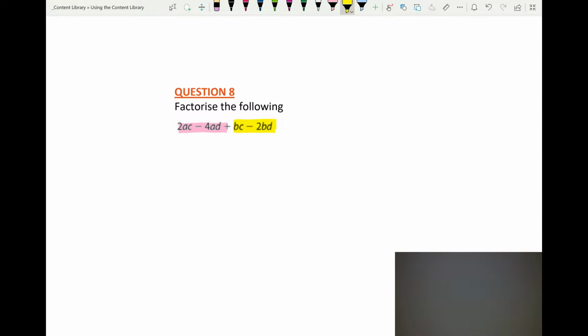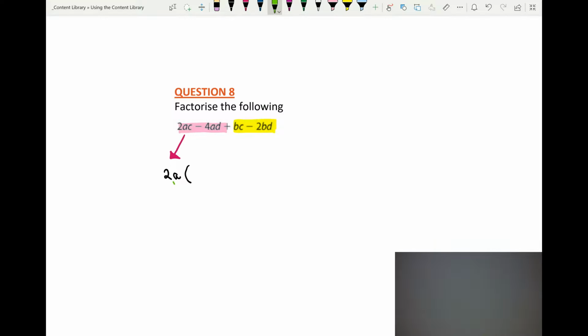So as I look at the ones in pink, let's see, is there anything we can factorize out of these two? I can take out a 2, because 2 goes into 2 and 2 goes into 4. And I can also take out a letter. The letter I can take out is A. So I can take out 2A. I then draw my bracket, and I go through these motions once again.